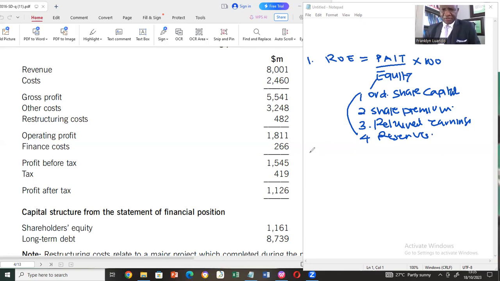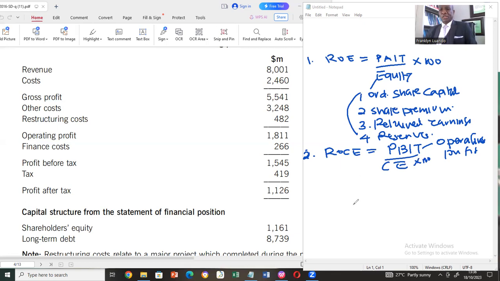Number two, we have ROCE, return on capital employed. The return on capital employed is measured as profit before interest and tax, which we also refer to as operating profit, divided by the capital employed, abbreviation capital employed, multiplied by 100%.